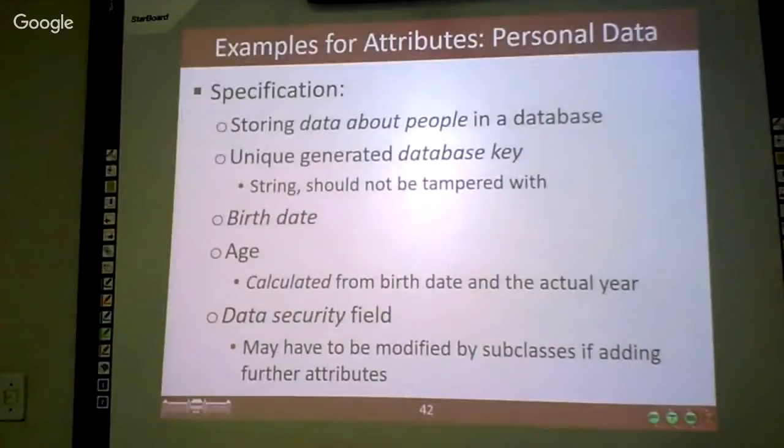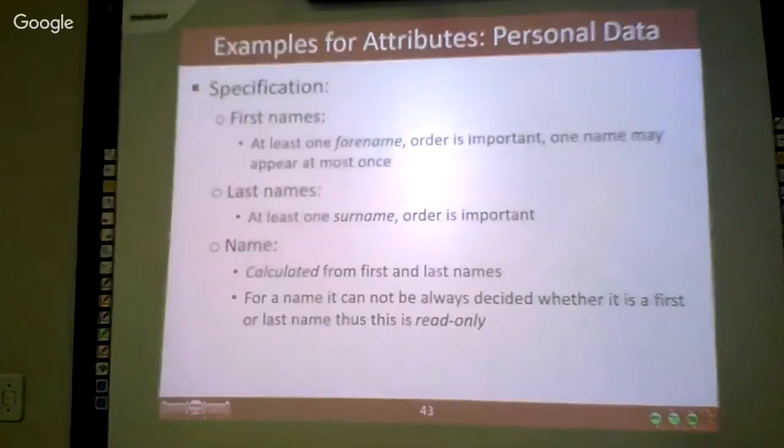So let's see how it works with our example. As I mentioned, we will store data about people in a database. There will be a unique generated database key string that shouldn't be tampered with. We will store the birth date, and there will be an attribute of the age, but it will be calculated from the birth date and the actual year. And there will also be a data security field that may be modified by subclasses if these subclasses extend and add new attributes to our class.